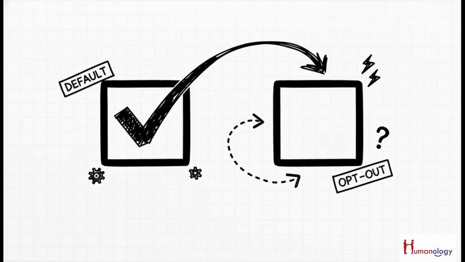Take default rules, for instance. By just setting the optimal choice as the standard, you're guiding behavior without restricting anyone's ability to opt out. A classic example mentioned in the material is retirement savings. When companies switch from making employees manually opt in to a 401k to just automatically enrolling them by default, participation absolutely skyrockets. You're catching everyone who's just taking the path of least resistance, while still fully respecting the freedom of the folks who want to manually opt out. It's a real game changer.